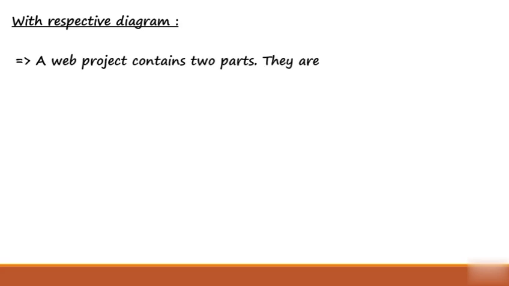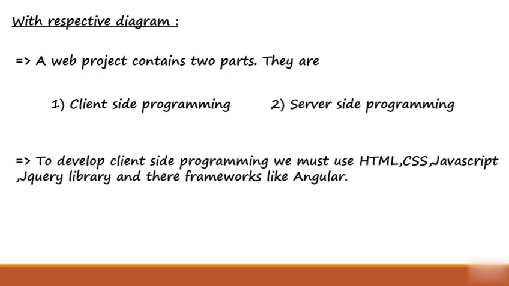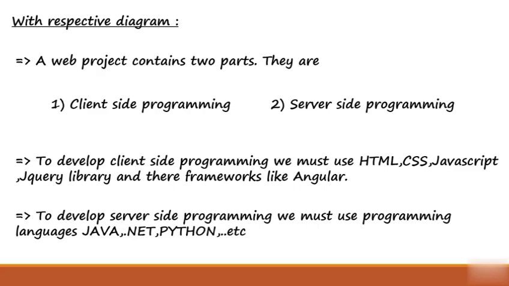Next we will discuss with respect to the diagram what we have discussed. A web project contains two parts, client-side programming and server-side programming. To develop client-side programming, we must use HTML, CSS and JavaScript or the jQuery library. The jQuery library is developed by using JavaScript, along with frameworks like Angular or React. To develop server-side programming, we must use programming languages like Java, .NET, Python, PHP, etc.